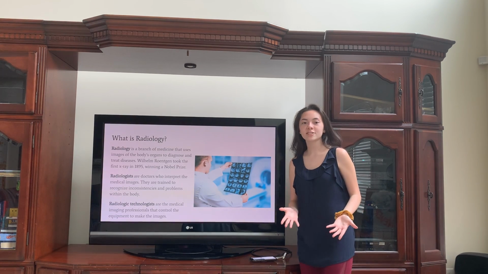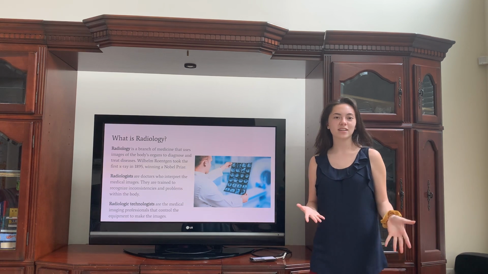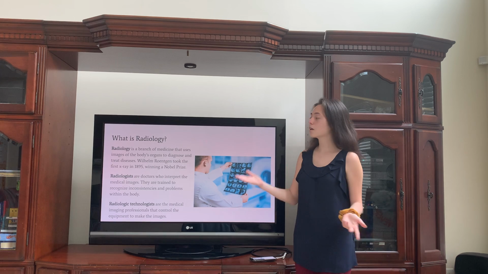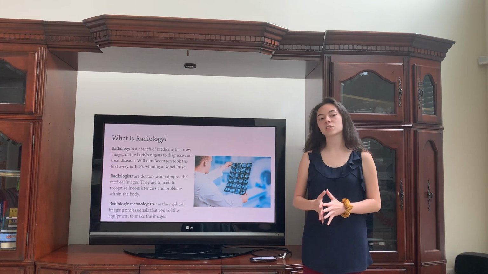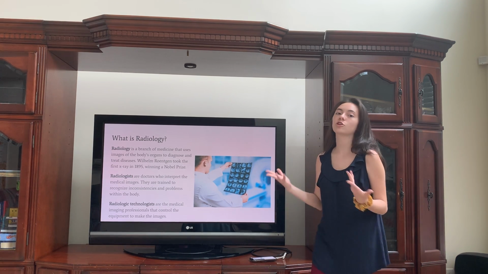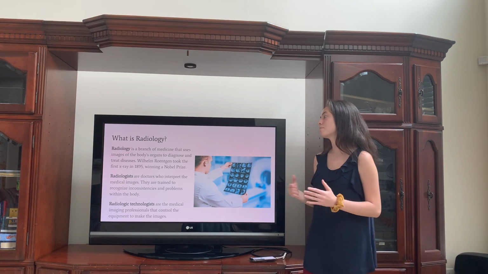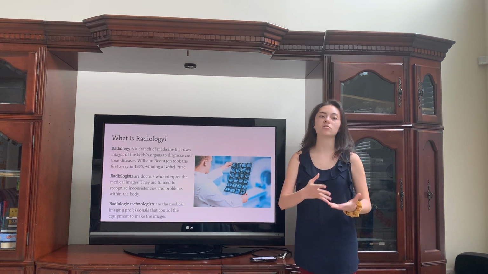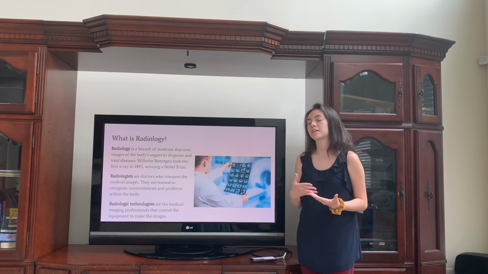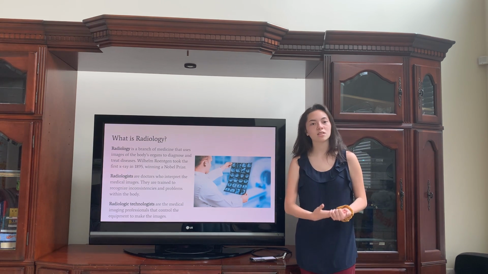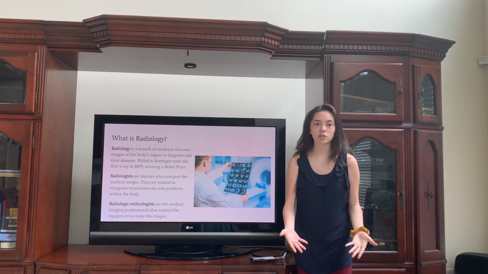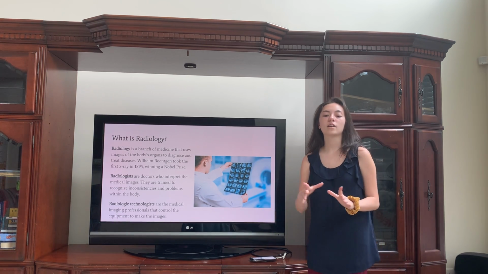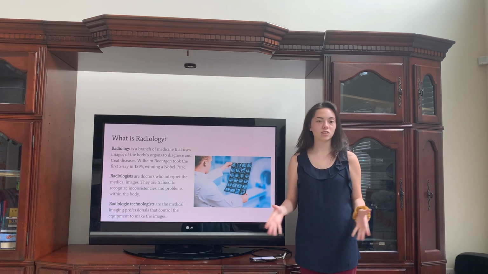So what is radiology? Radiology is the branch of medicine that uses medical images to determine and diagnose a disease. William Röntgen took the first X-ray in 1895, and he won a Nobel Prize for it in 1901. Radiologists are the doctors who actually interpret the medical images. They are trained to recognize inconsistencies and problems within the body based on just looking at a picture. Radiologic technologists are the people who are actually taking the pictures and controlling the machines.